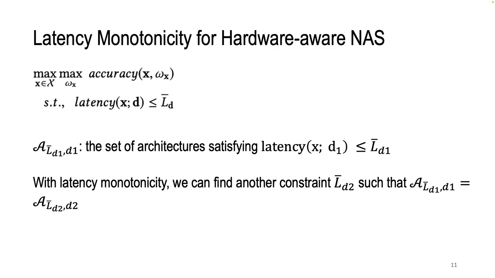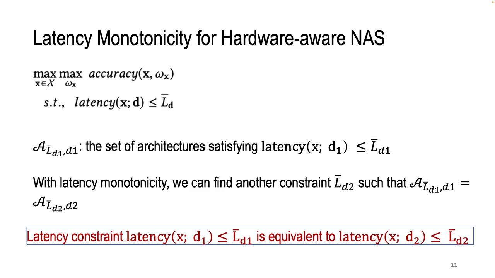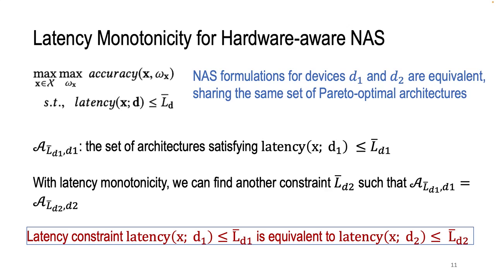Then with latency monotonicity, we can find another latency constraint LD2 on device D2 such that AD2 is the same as AD1. Latency constraint on device D1 is equivalent to latency constraint on device D2. Therefore, the formulation here for devices D1 and D2 are equivalent, sharing the same set of parallel optimal architectures.